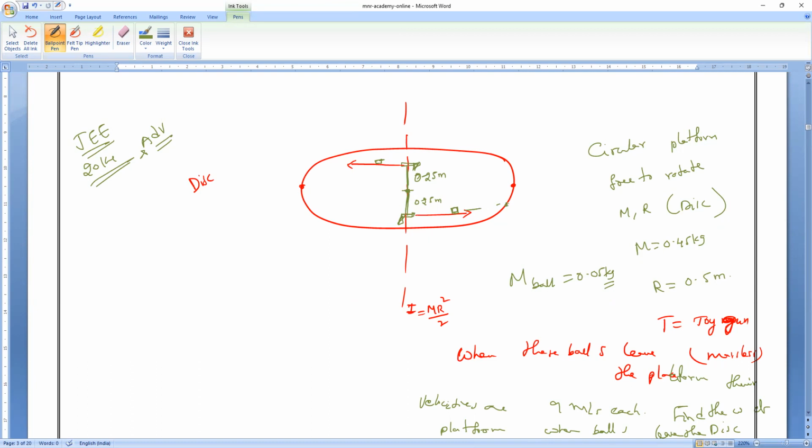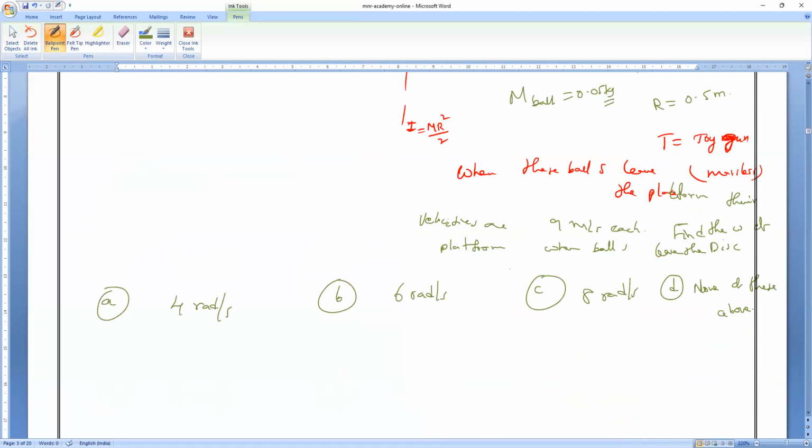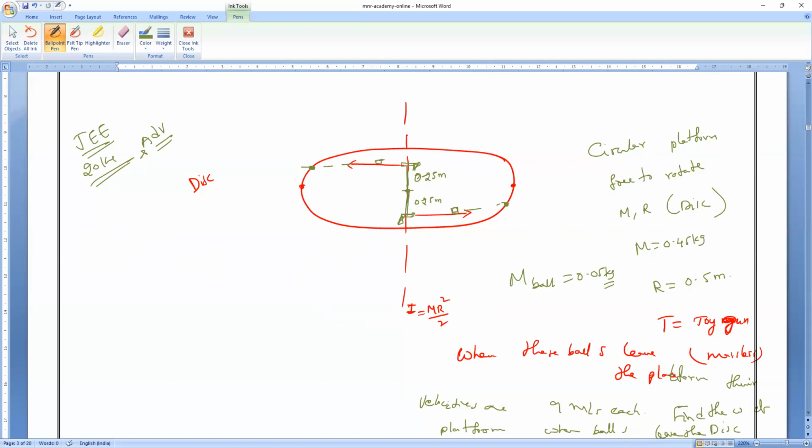When leaving the platform, they are asking what is the angular velocity of the disk. Find the angular velocity of the platform when the bullets or balls leave the disk. That is what they're asking. And the mass of the balls is how much? 0.05 kg, so this is also 0.05 kg. That is the question.